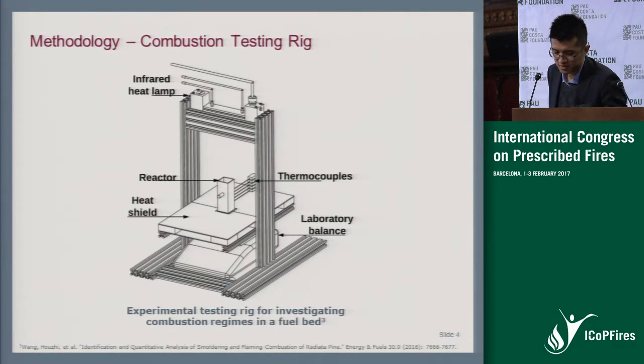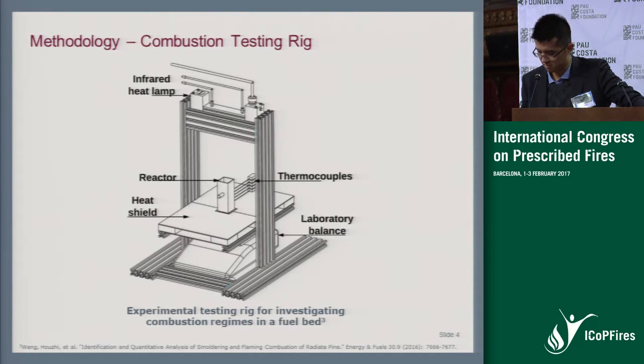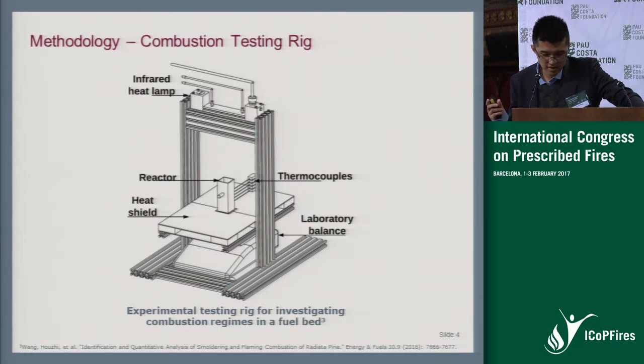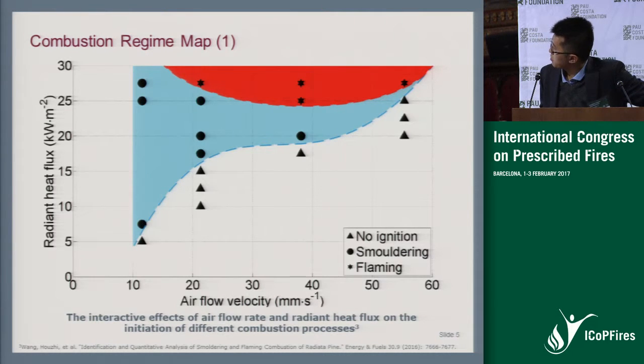And to have a better understanding of smouldering combustion, we developed a combustion testing rig as shown in this figure. So basically, we have an infrared heat lamp on the top, which provides energy to start a smouldering combustion in the reactor down in the bottom. And I showed you the results here.